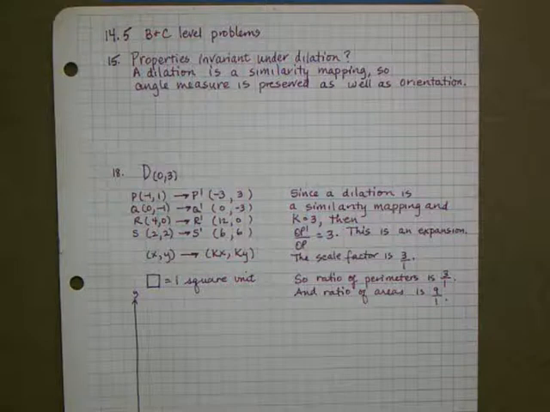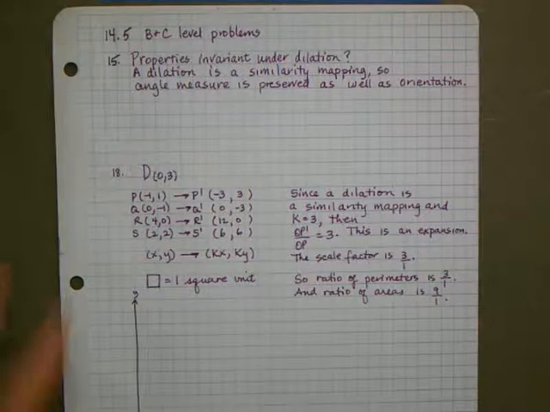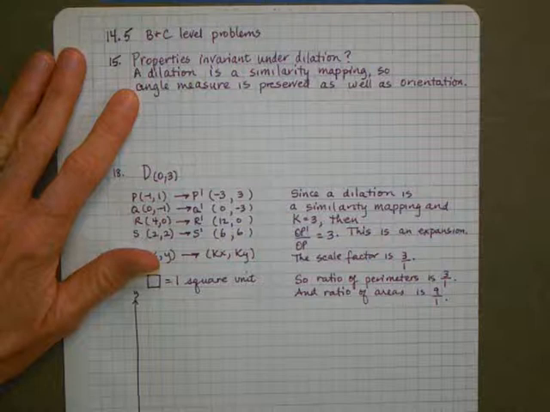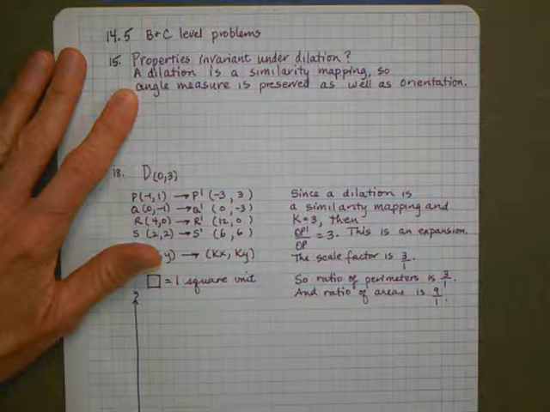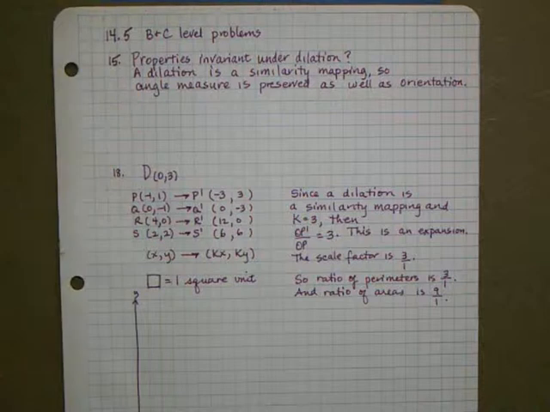So if you go back to your definition of similarity, the angles are congruent between two similar figures and the sides are in proportion. So what is preserved is not distance, which is answer A. Angle measure is preserved, so answer B is correct. Area is not preserved since it's a similarity mapping, and orientation is preserved. So the answer is that angle measure is preserved under a dilation as well as orientation.